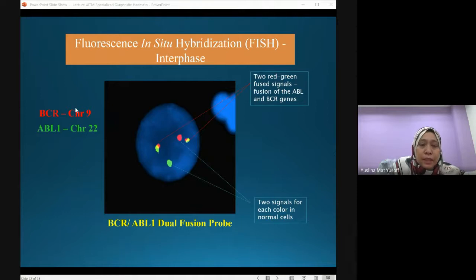So here is how the FISH image looks like. You can see here the BCR-ABL1 translocation detected using the BCR-ABL dual fusion probe. You can see here the two red-green fused signals of the ABL and BCR genes, and these are the two signals for each color in normal cells. You can see here the fusion of ABL and BCR genes.